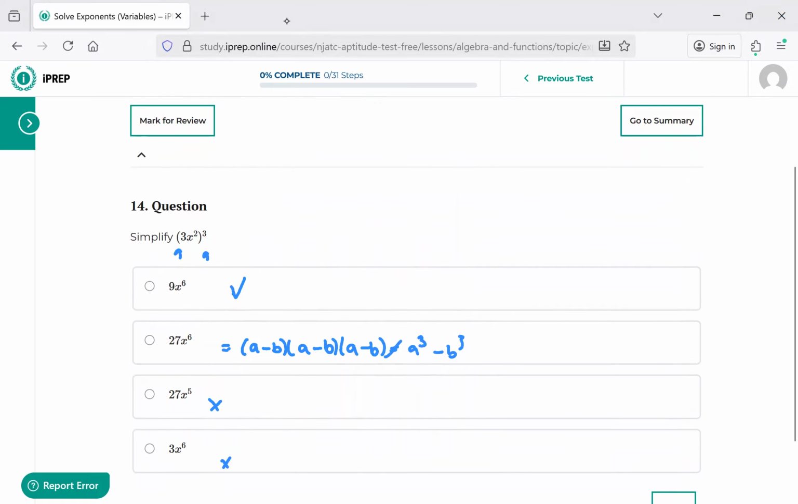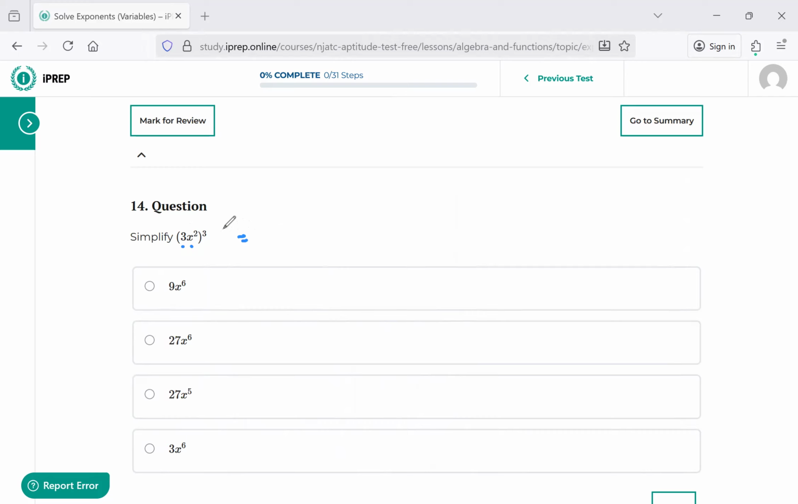Okay, 14. We have 3x squared raised to the third power. So we have something inside the parentheses. What I would always do is check if you can simplify the inner parentheses. So we have a 3. We have an x squared. Can we simplify the inner parentheses? No, because you have a constant and a variable. They don't mix. So let's just start raising everything to the third power.